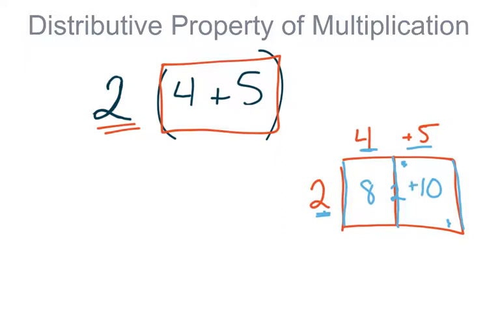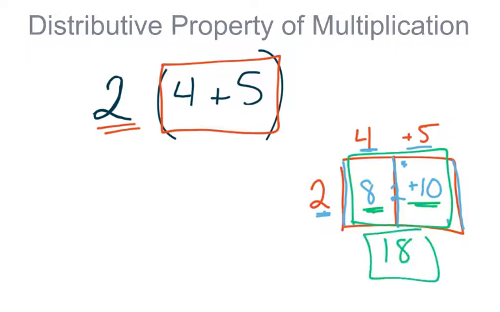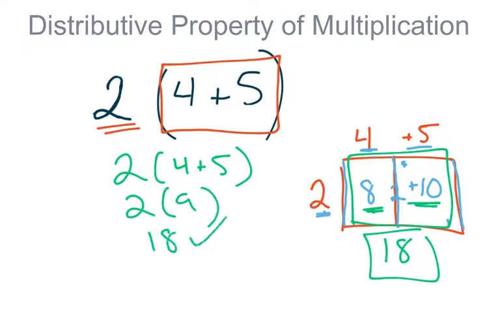Okay, now what I'm going to do is I'm going to say, well, what's the total area of my box? Well, 8 plus 10, that would be the total area of my box. 8 plus 10 is 18. Hey, that's what we said when we solved it the order of operations way. 2 times 9, yep, that's 18. Okay, so both ways work.